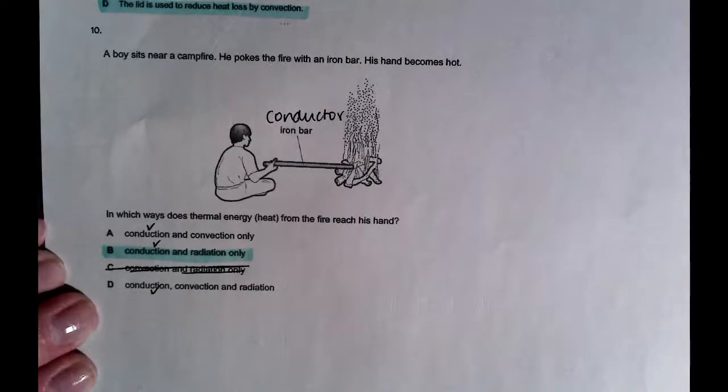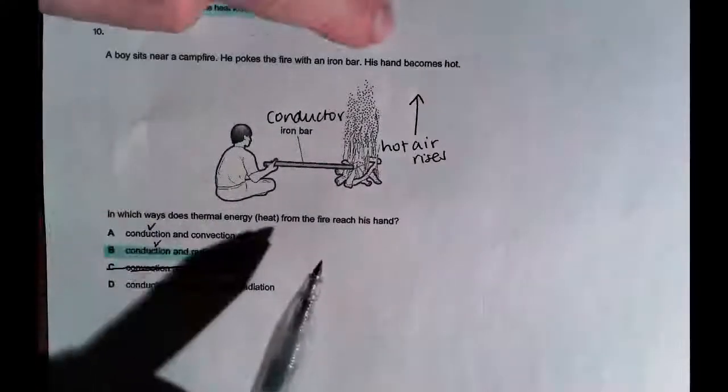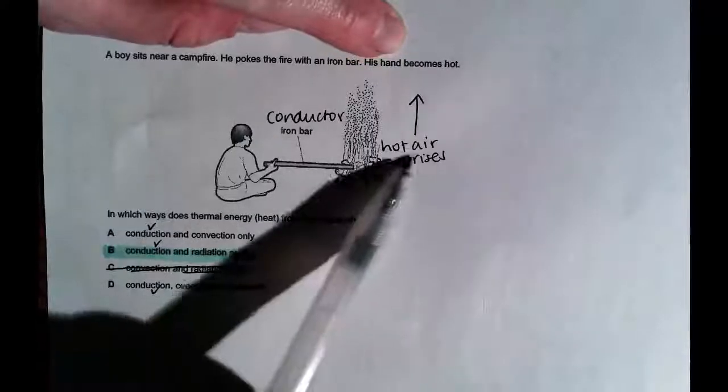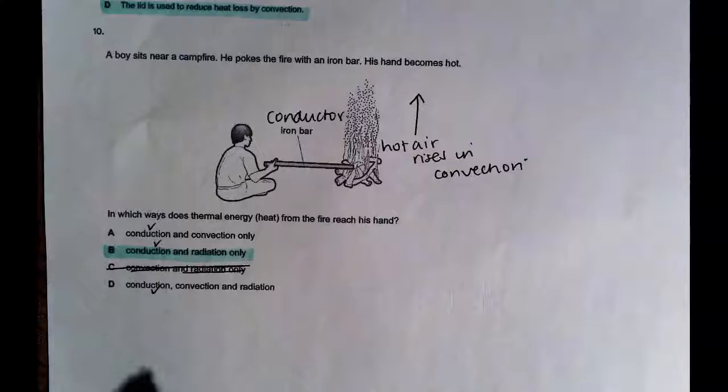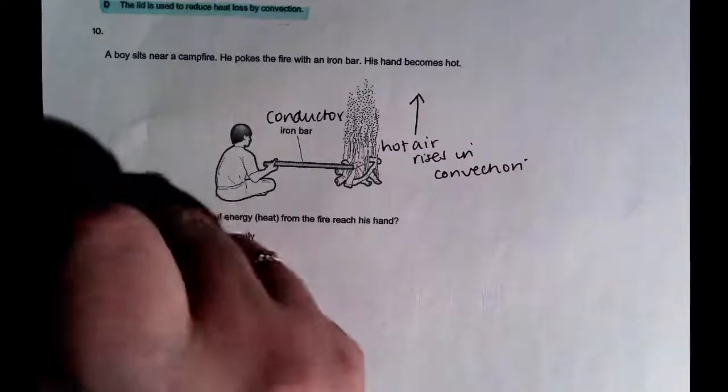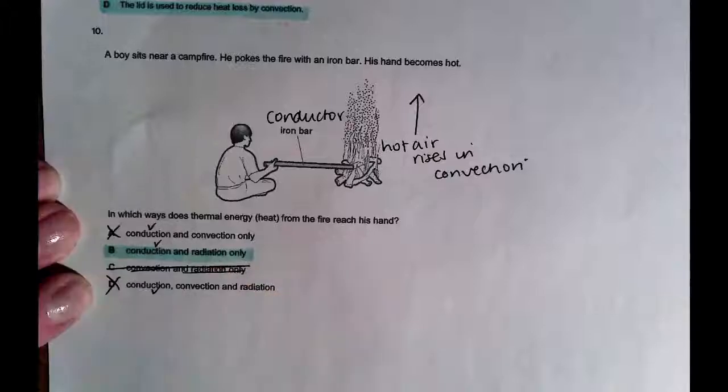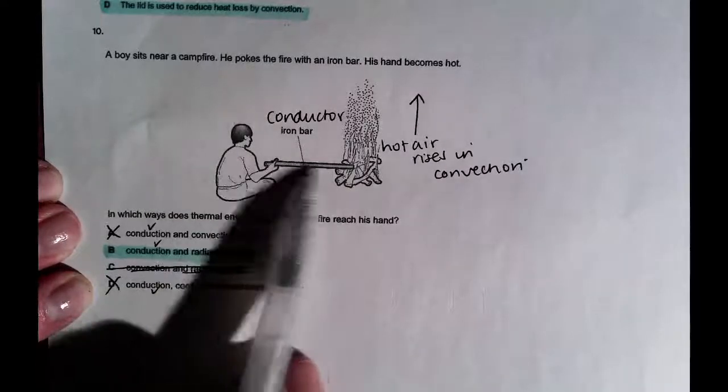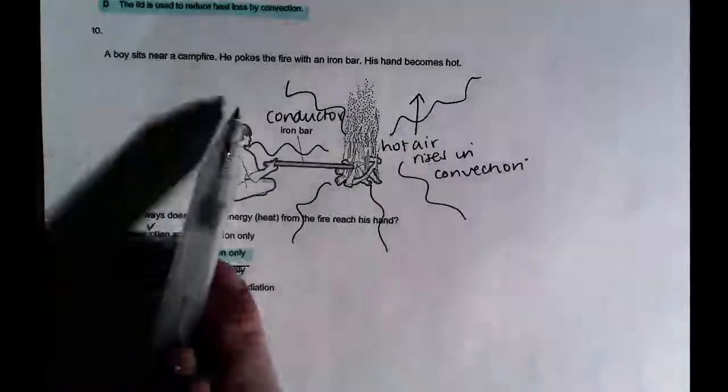Now remember, the heat in convection rises. So the hot air rises in a convection current, it goes up. Well, the boy isn't up here, he's over to the side. Hot air does not go to the side because of convection. So we do not have convection helping us get heat to the boy. So we can get rid of A and we can get rid of D. Conduction happens through the iron bar. And radiation happens in all directions, always. So that will always go everywhere. To the boy, also to over here.